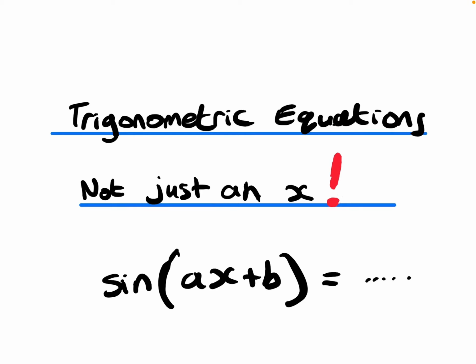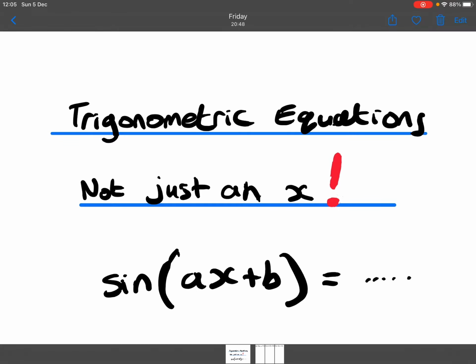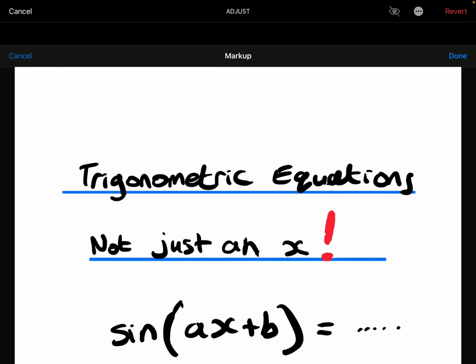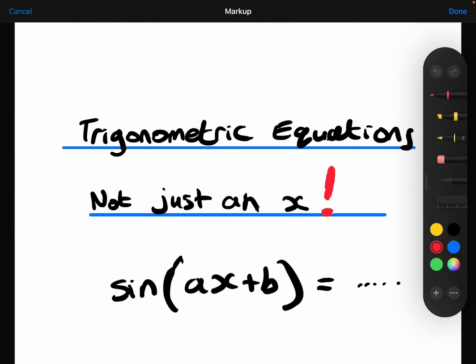This video is all about solving trigonometric equations where you don't have just an x on the inside. So you might have sine of ax plus b. You've got this ax plus b on the inside of your trigonometric functions that's part of the equation you're trying to solve. You'll notice there's a big red exclamation mark there because there is a mistake that all students make. And I want to really emphasize that so that you guys don't make that mistake.